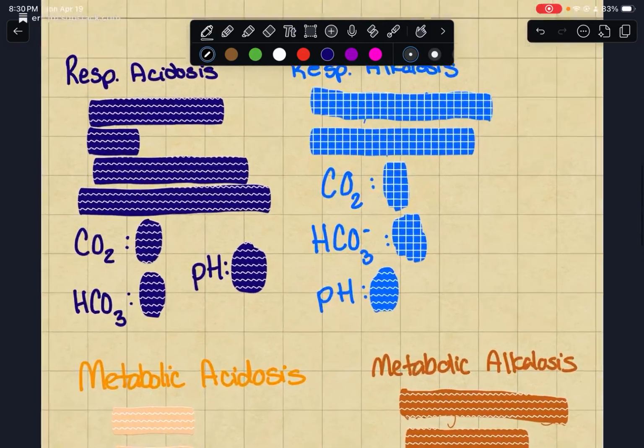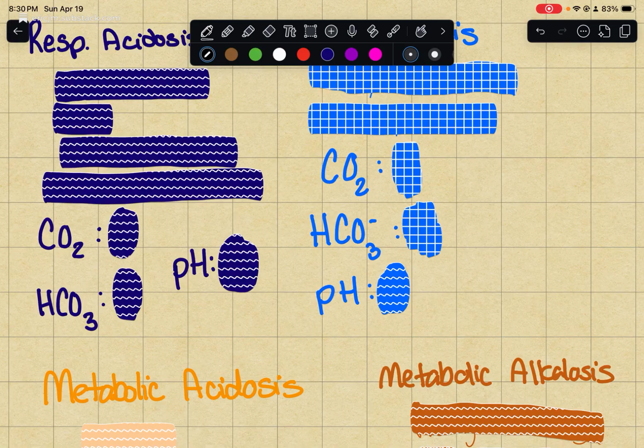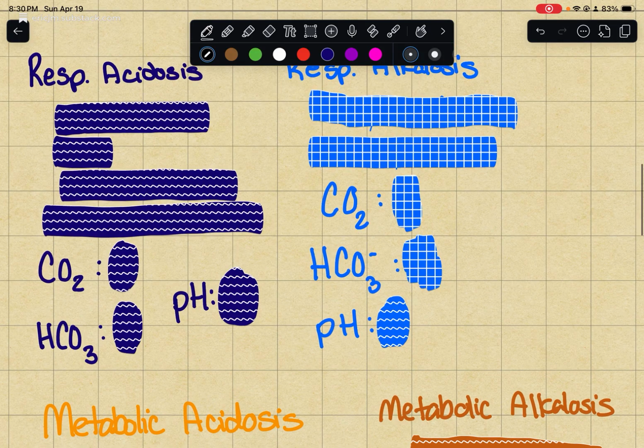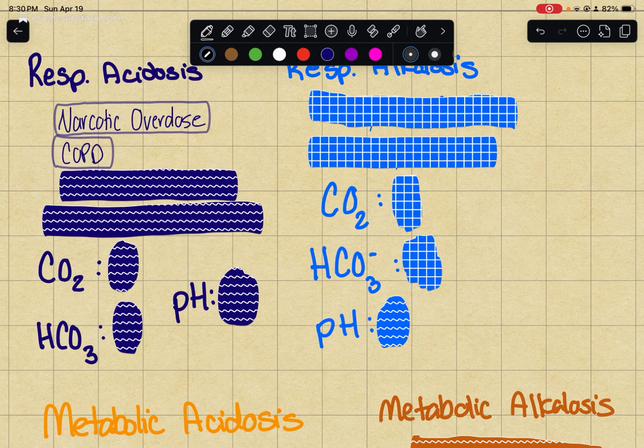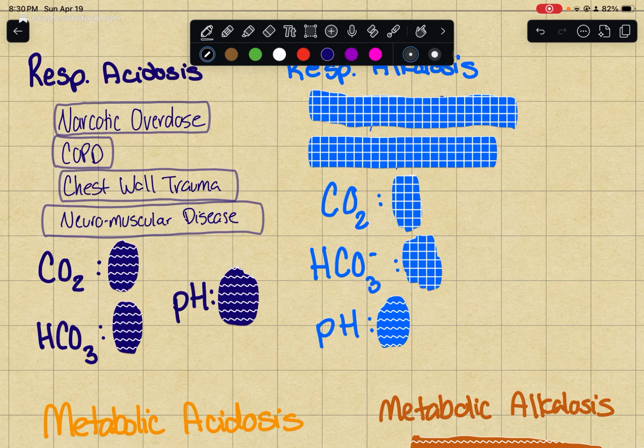But let's see about respiratory acidosis. Let's see if we understand this well enough. What are some causes of respiratory acidosis? Well, it'll really be anything that's going to cause you to have decreased respiratory effort, decreased respiratory rate, so low tidal volume. So we can think narcotic overdose, COPD, chest wall trauma, or any sort of neuromuscular disease that would prevent you from being able to get that adequate chest rise and fall.